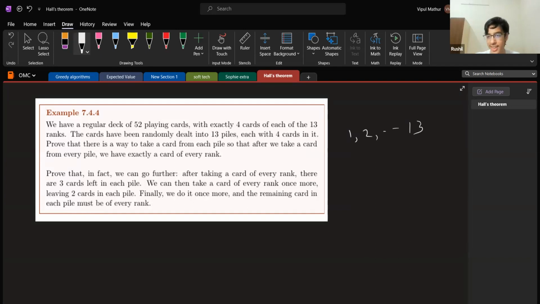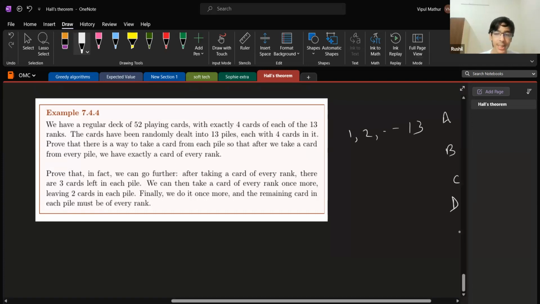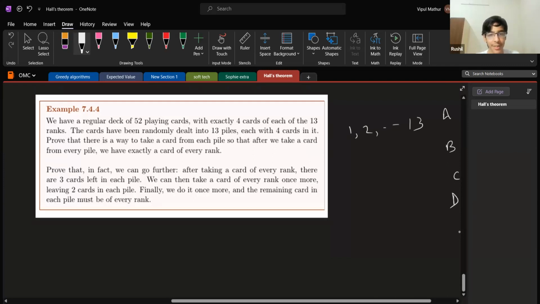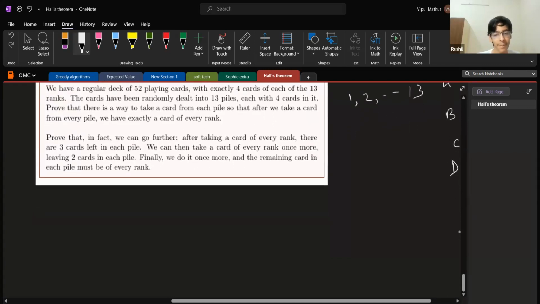And there are also 4 suits: clubs, hearts, diamonds, and so on. But we think of them as A, B, C, D. We keep things simple. In fact, suits barely matter to us. The point is basically that you have 52 cards, with 13 in each suit.